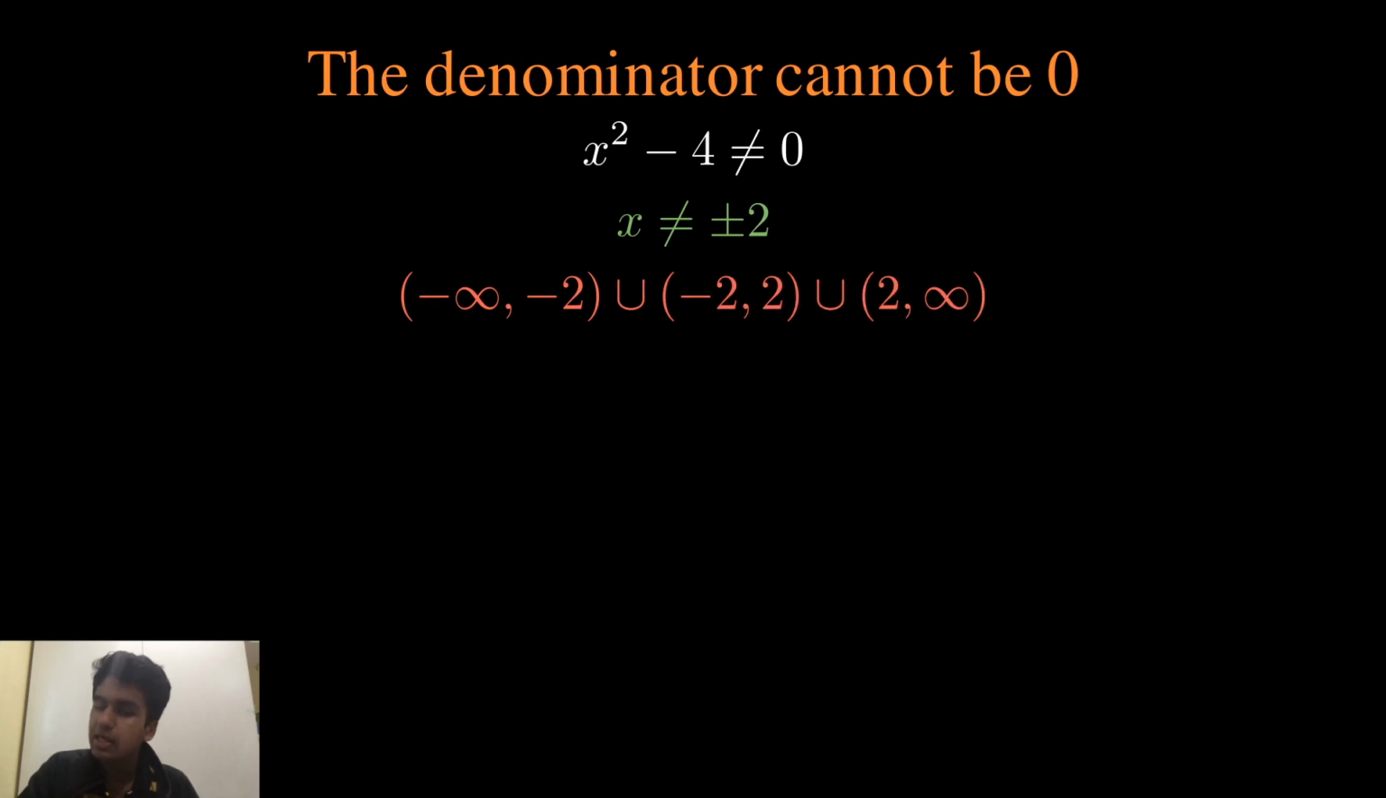Now in part B, we want to find all the vertical asymptotes and the horizontal asymptotes. So the vertical asymptotes can be found by setting the denominator to 0. So x squared minus 4 equals 0, and we get x equals negative 2 and positive 2.